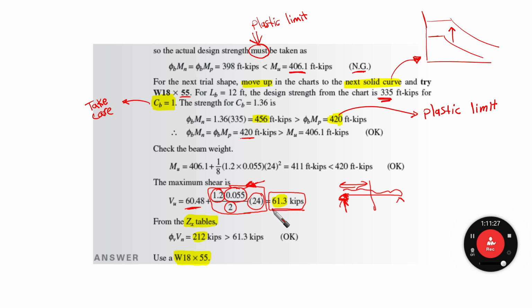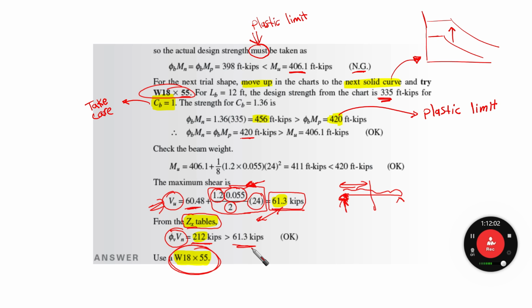61.3 kips. From the ZX tables, as we have mentioned before, please stop the video here, go to the ZX table and check for this shape, which is W18 by 55. Check what is the Vn value, the shear strength value. You're going to find it 212 kips, and it is much larger than the required ultimate shear strength, which is 61.3 kips.